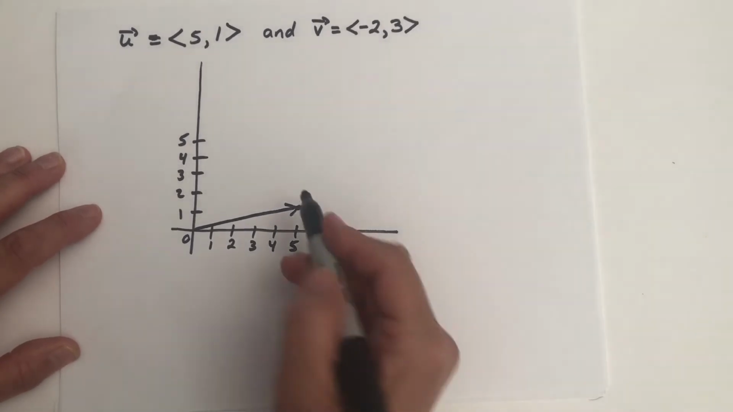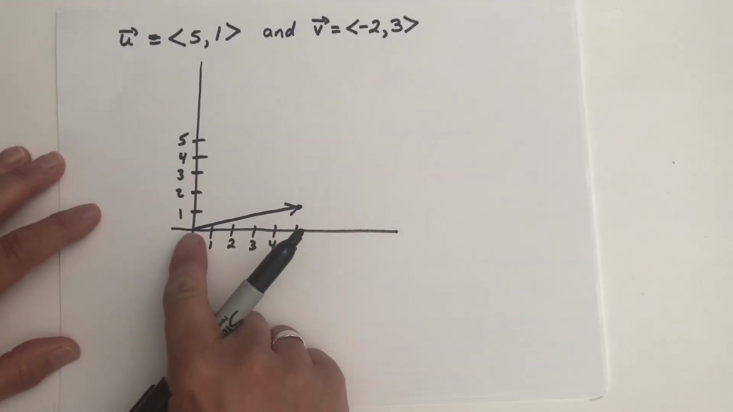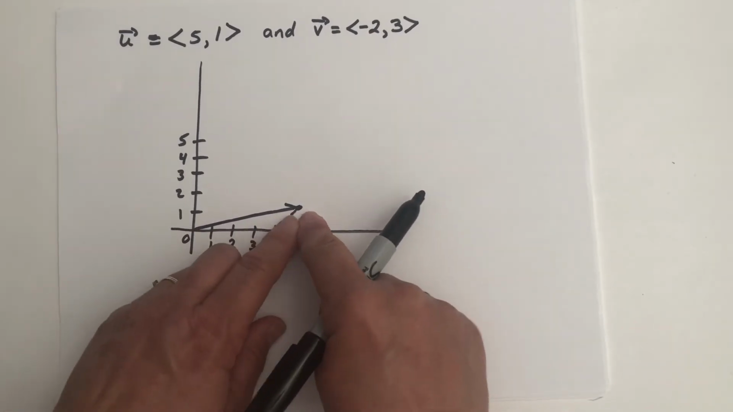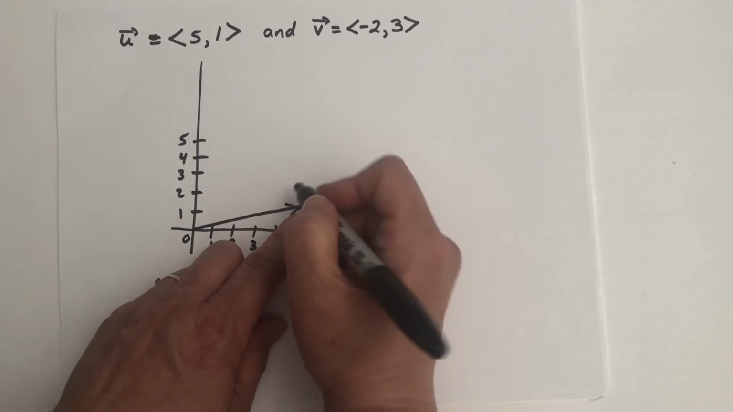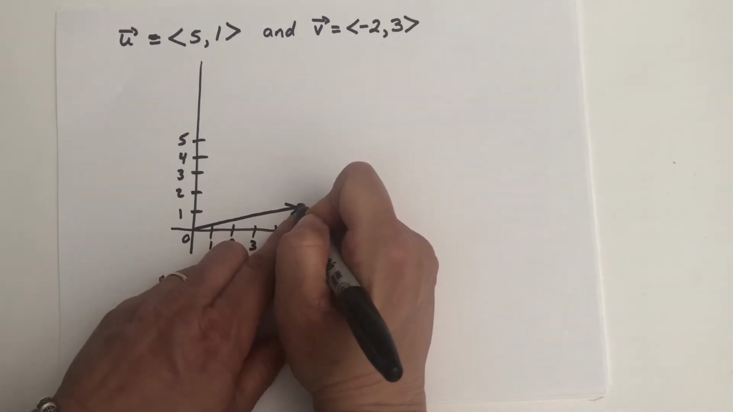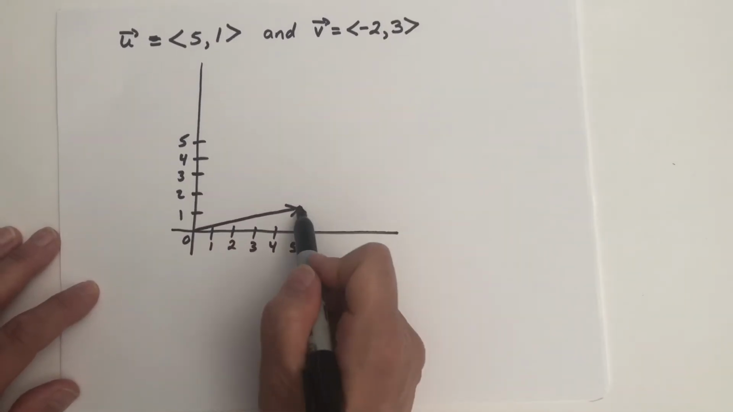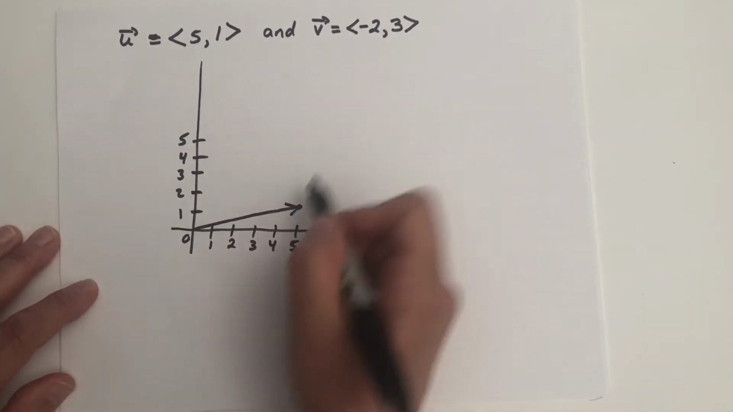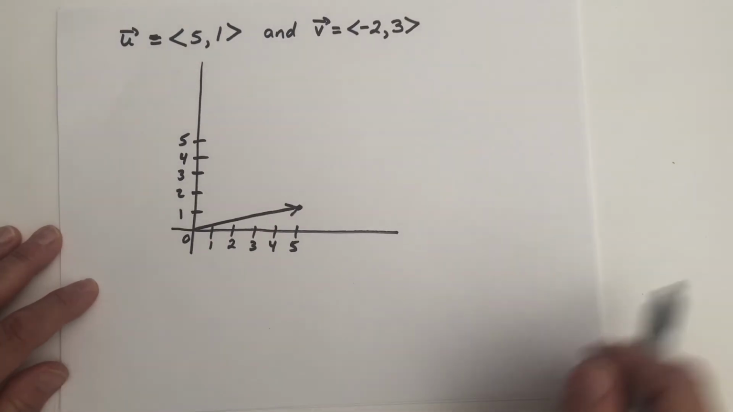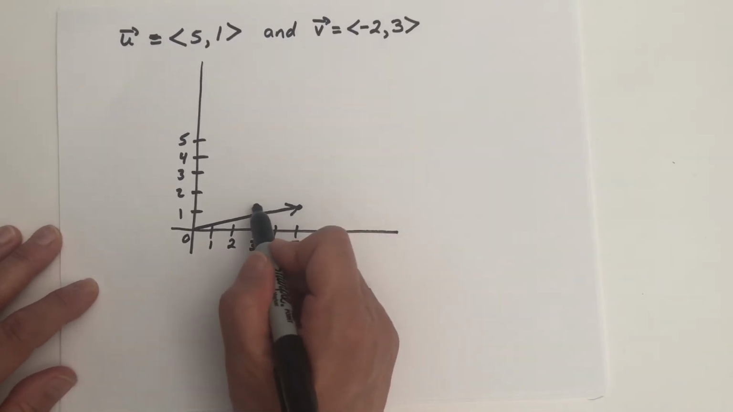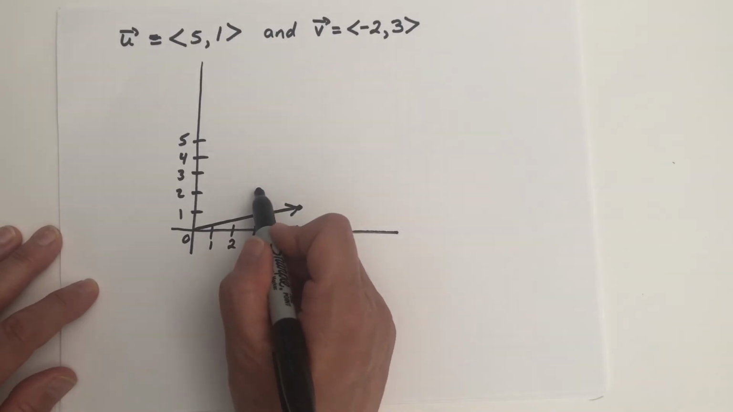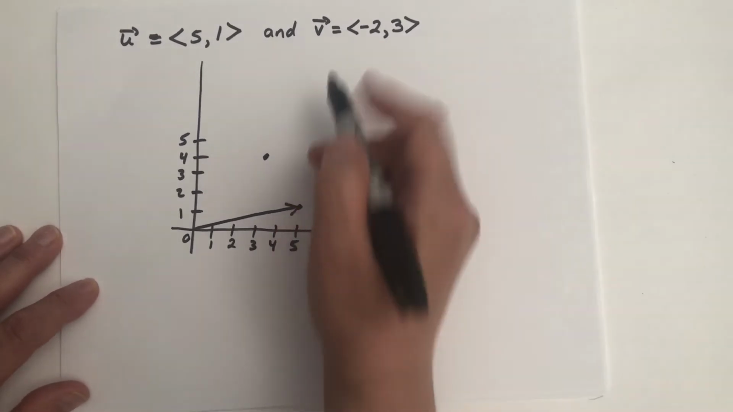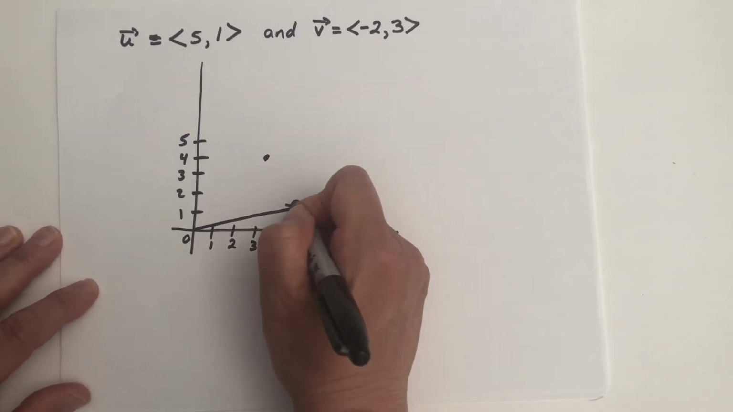And my vector v, remember when we're doing addition, the initial point for the first vector is here. Here its terminal point. I'm going to put the initial point of my next vector right at the terminal point of the first one. So from here, I'm going to go in the x direction -2 units, and in the y direction 3 units. So from here, left 2 and up 3. 1, 2, 3. So my vector v will look like this.